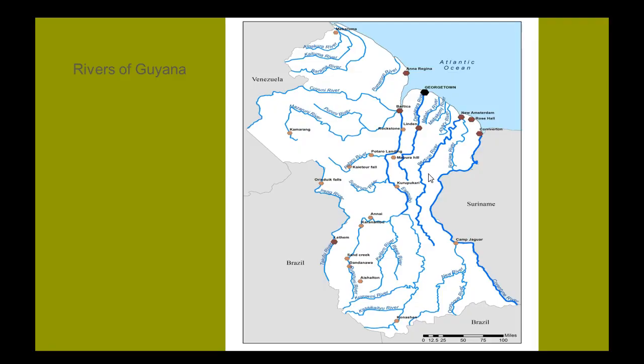A little more focused view of the rivers of Guyana. There is the Kaieteur Falls that we'll visit. Okay, here is the Essequibo River, the Rupununi River. We will travel up into this area, and we will also be along the Bora Bora River, which is actually not shown on this map.